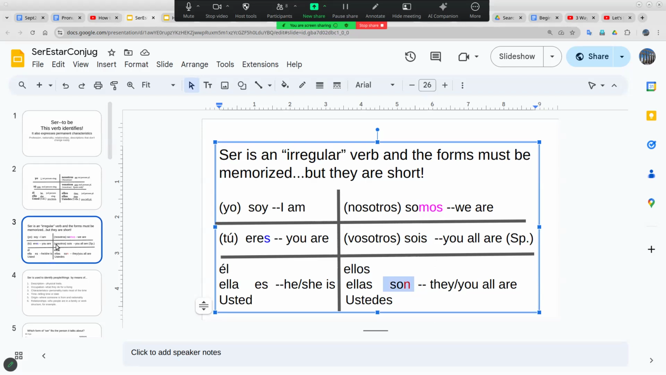So our first hurdle is that ser, to be, needs more forms than English uses. We have am, is, are. Spanish has soy, eres, es, somos, son. Okay, bien. Those are the forms of ser.